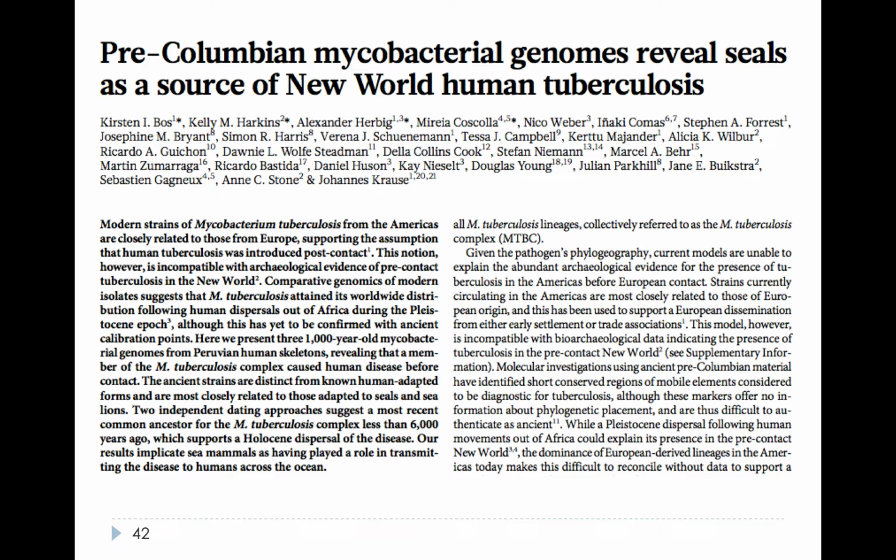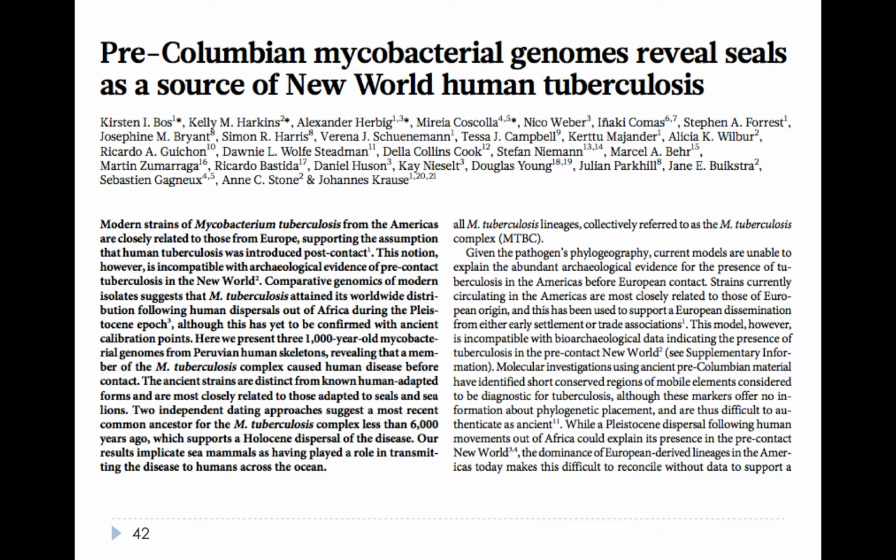Now, shortly after we did that, we were the first to do ancient TB genomes. But this paper appeared from, guess who? Johannes Krause, working with people at the Sanger Centre, Sanger Institute in Cambridge. What they had found was they got 1,000-year-old samples from pre-Columbian mummies from Peru, these skeletons from Peru.